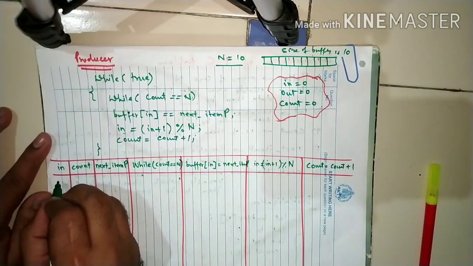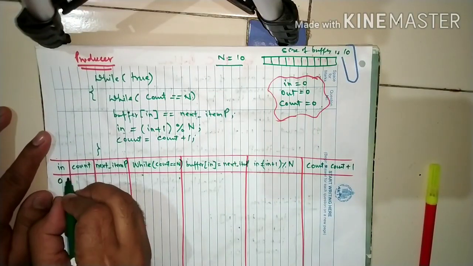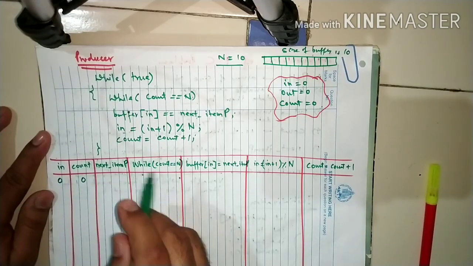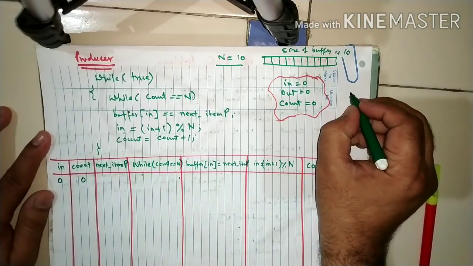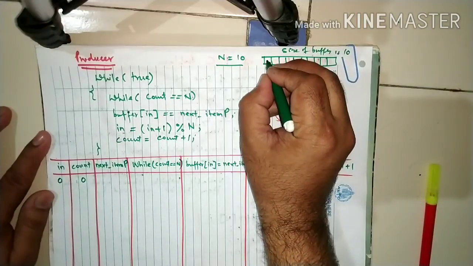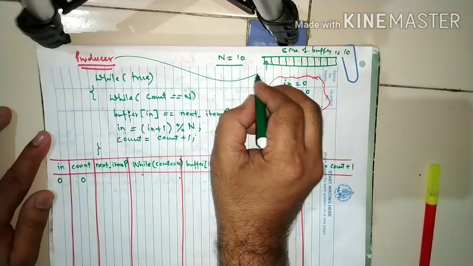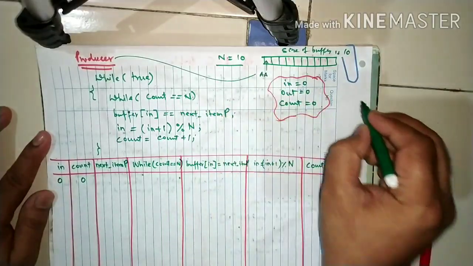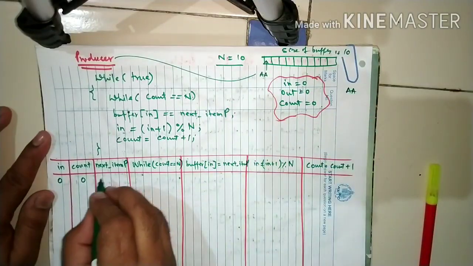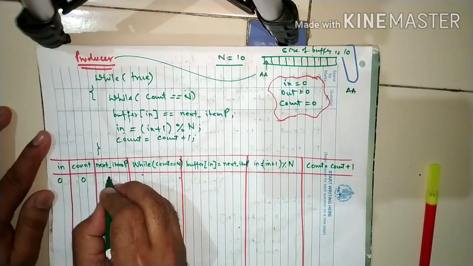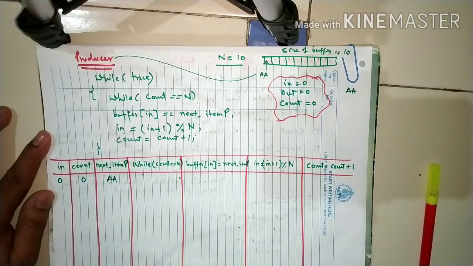This is the first case: count is 0. The next item p, for example, the next data item we have to insert is aa. So the producer wants to produce aa. The first data item is aa, and next item p is the variable which is going to hold this data that it wants to insert inside the buffer.